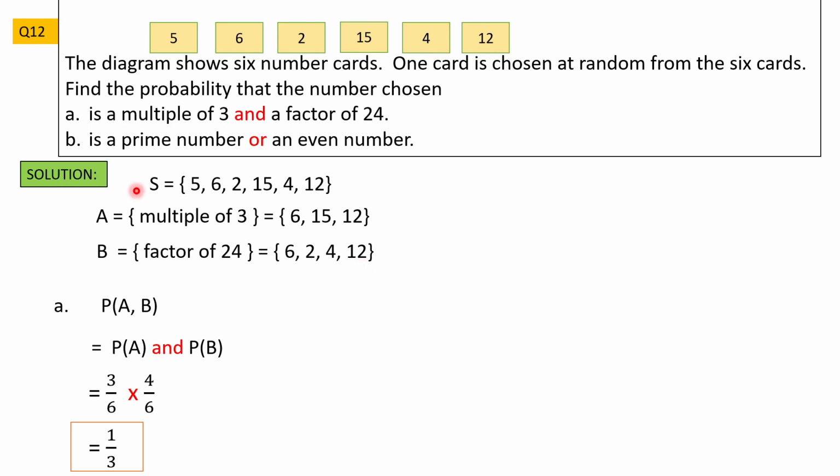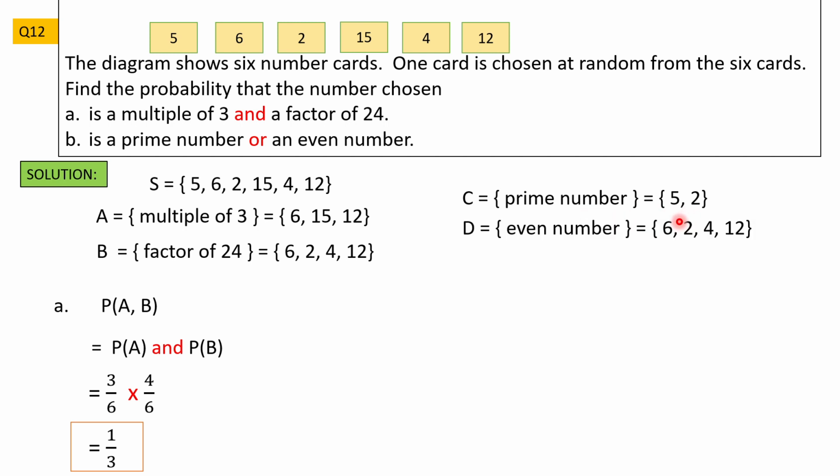Okay, next let's move on to question B. Here you are asked to find the probability that the number chosen is a prime number or an even number. So let's define C as the prime numbers. So prime numbers from the sample space we have 5 and 2. Even numbers 6, 2, 4 and 12. So we define D as even numbers.